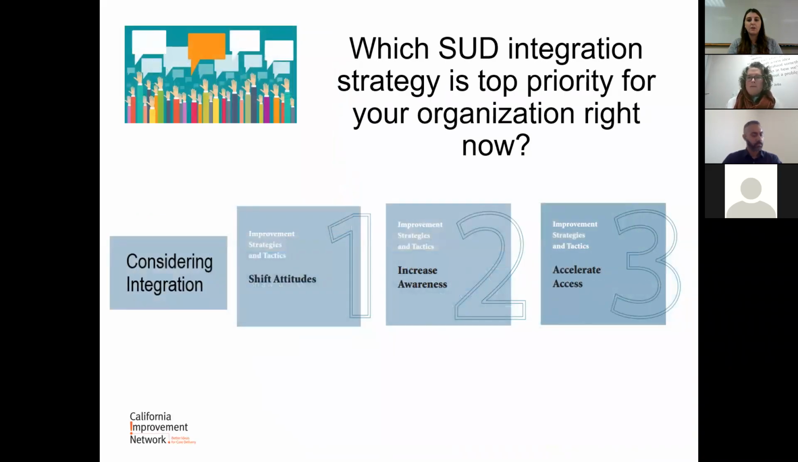Okay, so another question for you to think about and help us focus our discussion today is, when you think about your own organization, which strategy is top priority for you right now? So where are you in this spectrum, right? Maybe you're just considering integration and very early on, but maybe you're at the point of starting to shift attitudes. Maybe you've tackled that a bit and you're starting to increase the awareness of the patient population that's impacted, or maybe you're already in the accelerating access strategy. So Marie, can you pull that poll up, please?